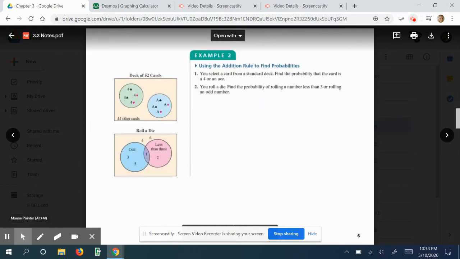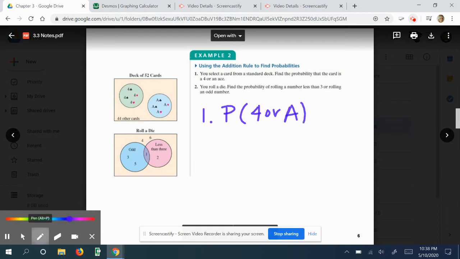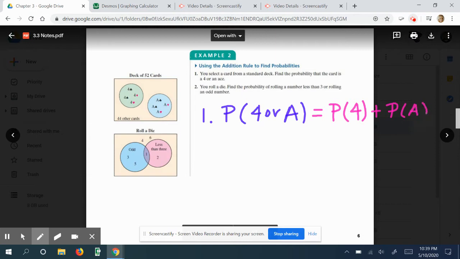So let's look at example 2. It says you select a card from a standard deck. Find the probability that the card is a 4 or an ace. So for number 1, we're looking for the probability of a 4 or an ace. Can you get a 4 and an ace at the same time? The answer is no, so these are mutually exclusive. And so we're just looking at the probability of a 4 and the probability of an ace.